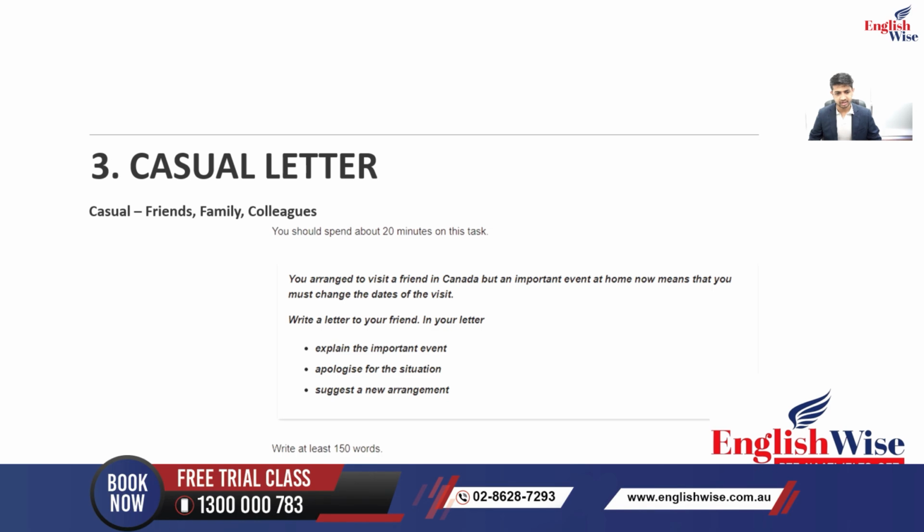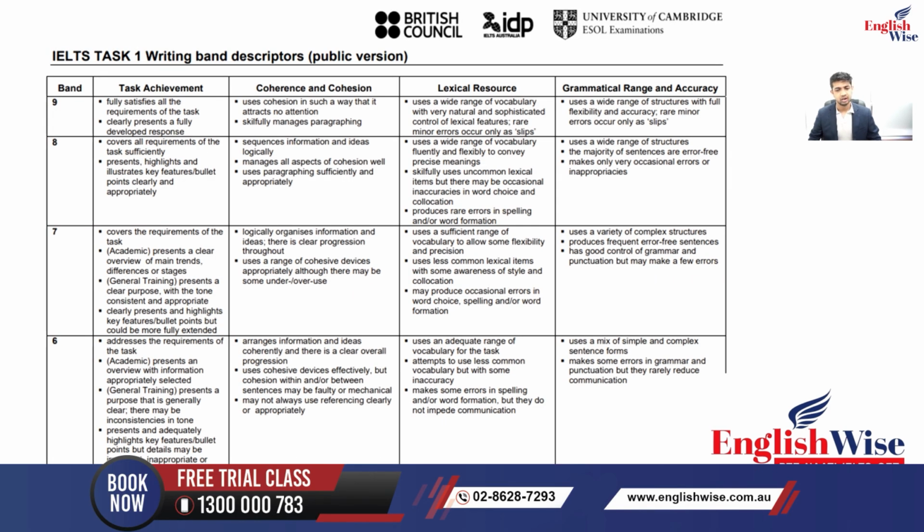Coming to marking of the letter question, let's have a quick look at that. You have 4 major criteria for marking section for task 1. You have task achievement, coherence and cohesion, lexical resource, and grammatical range and accuracy. These are again marked on a scale of 9 to 0. Depending on how well you do, you will receive your marks for that.